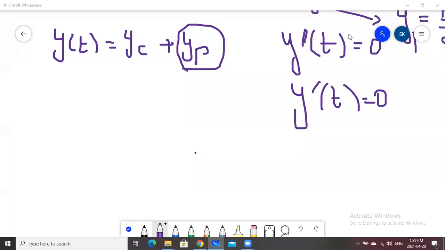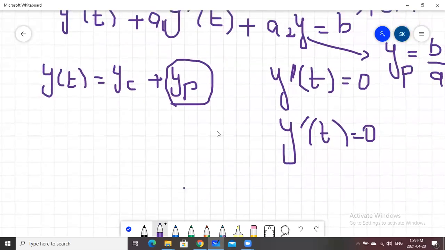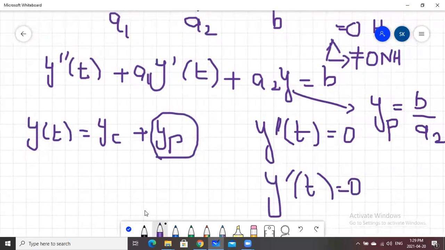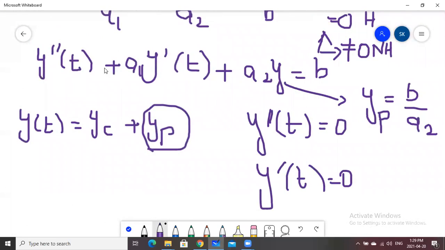Now let's start from where we left. In the previous one, we found out the value of yp. Now we will find out the value of yc. Yc is known as the complementary function. Now the complementary function of this equation, that is y double prime of t plus a1 y prime of t plus a2y is equal to b, is defined as the solution of its reduced homogeneous equation.